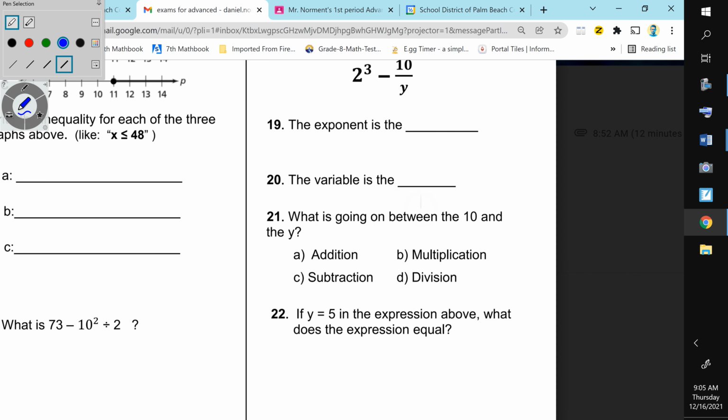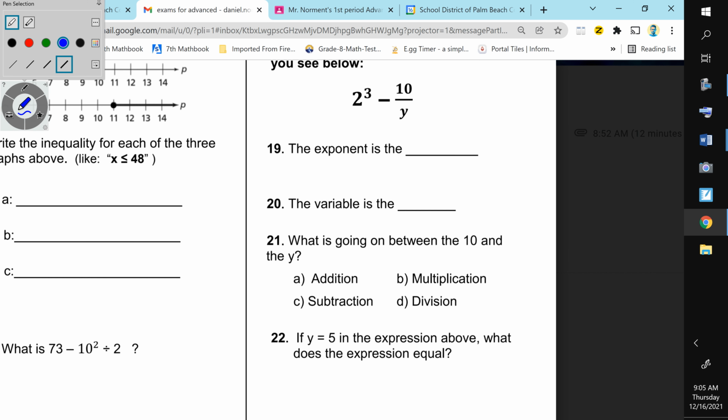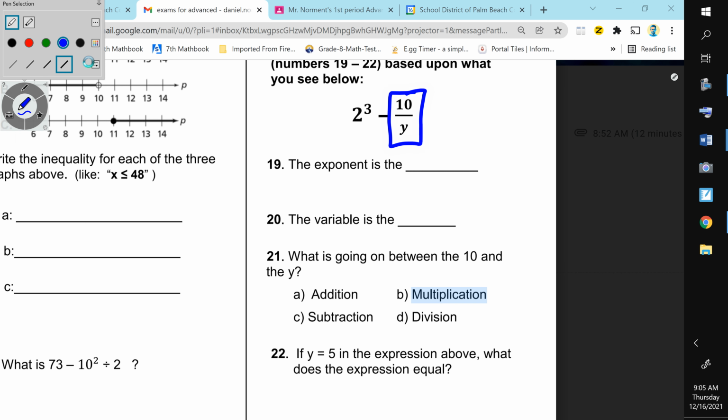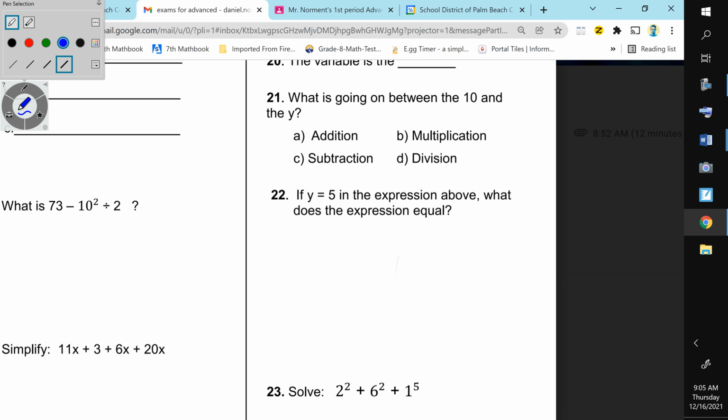Number 19. I'm not going to help you with that. You better know 19 and 20 by now, okay? You better know what the exponent is. You better know what the variable is. 21. What's going on when you're looking at a fraction? It's either addition, subtraction, multiplication, or division. And we've done it so much that you better not miss that one either.